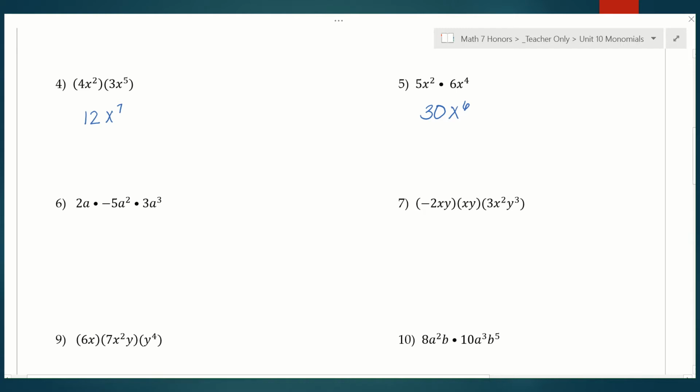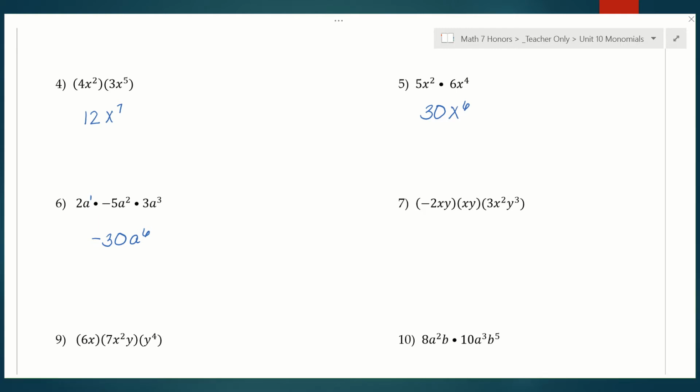So let's go ahead and use our rule of multiplying the coefficients. 2 times negative 5 is negative 10, and negative 10 times 3 is negative 30. And then this is a to the first. So a to the first times a to the second times a to the third is a to the sixth because I add those exponents together. 1 plus 2 plus 3.